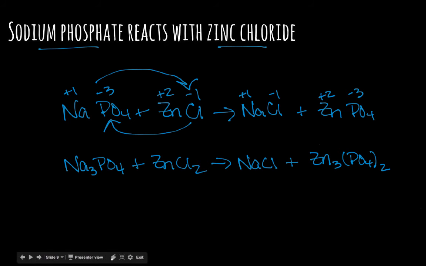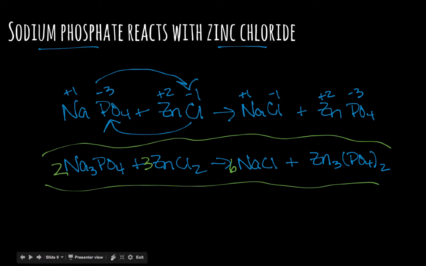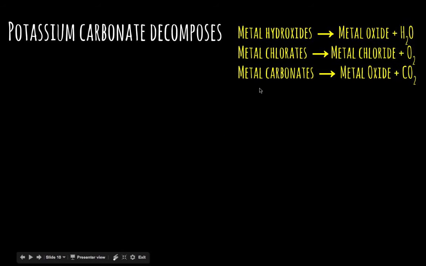Last step is to balance. So I have 2 of these, 3 zinc chloride, 6 NaCl, and then 1 zinc phosphate. So that would be your final equation on this one. Okay, another decomposition reaction. This is the last type we haven't done yet. Now we have a carbonate decomposing.